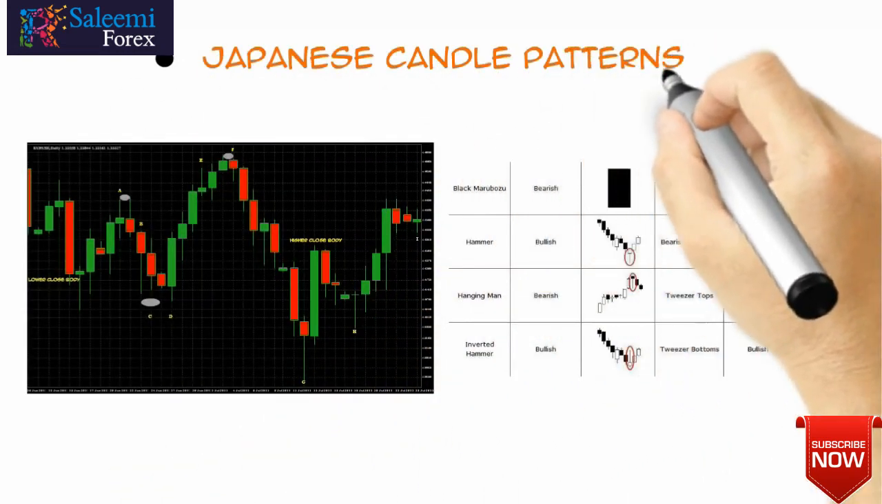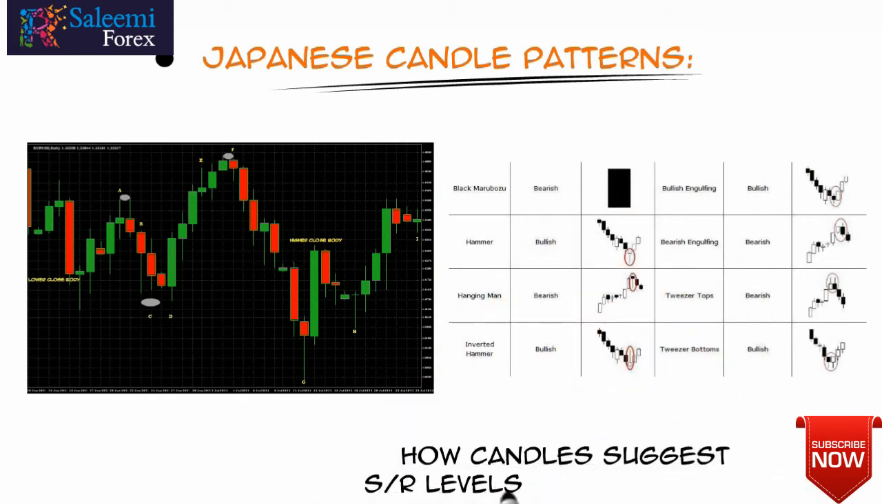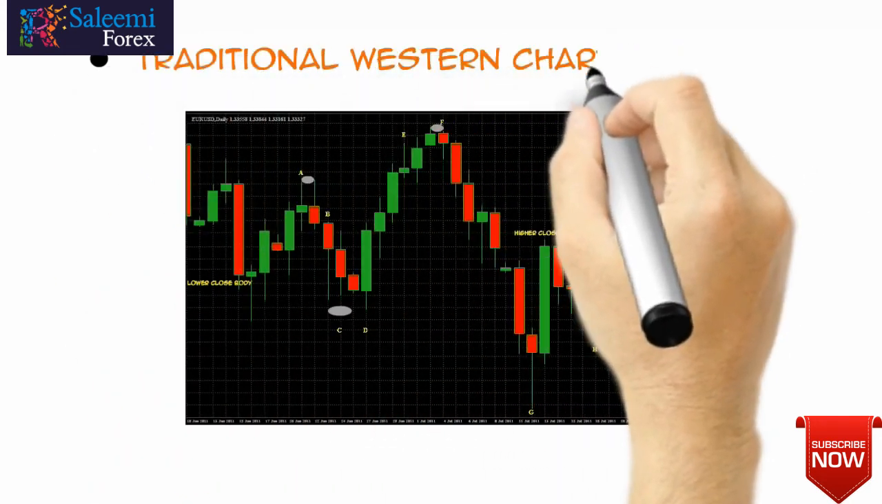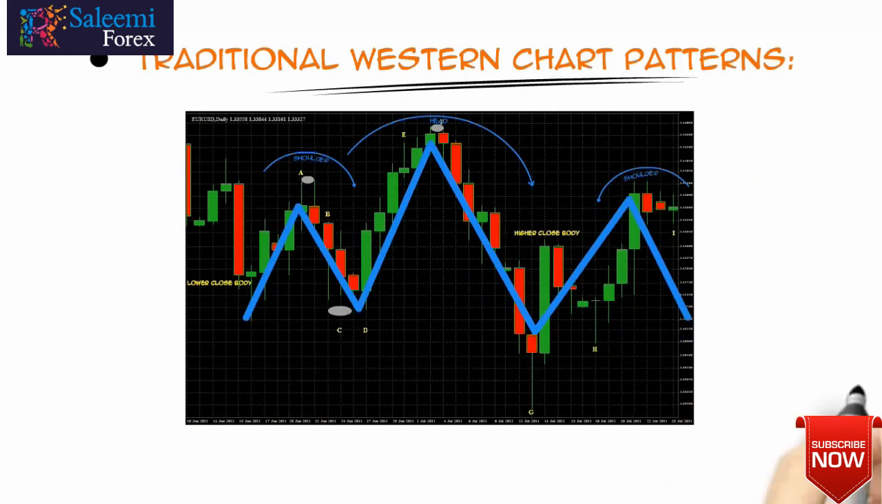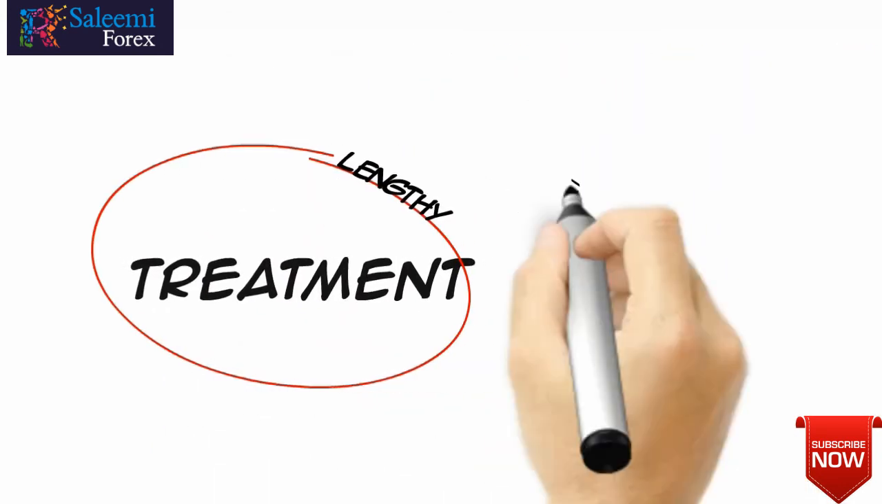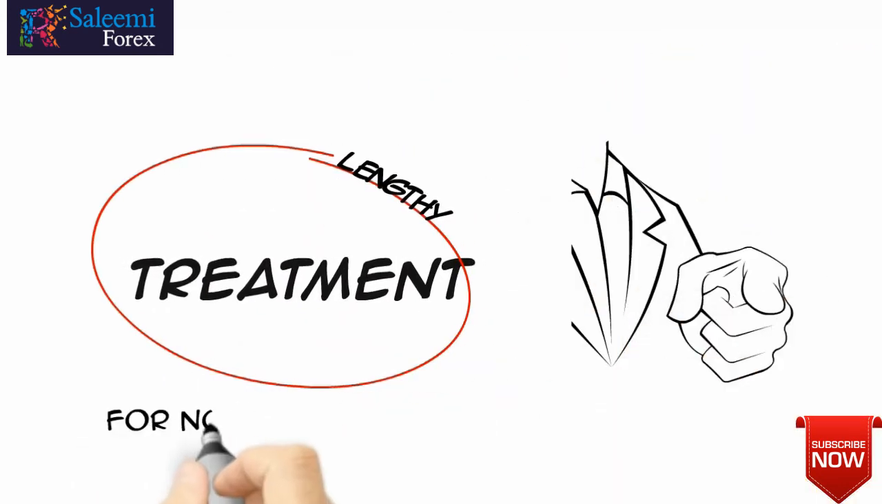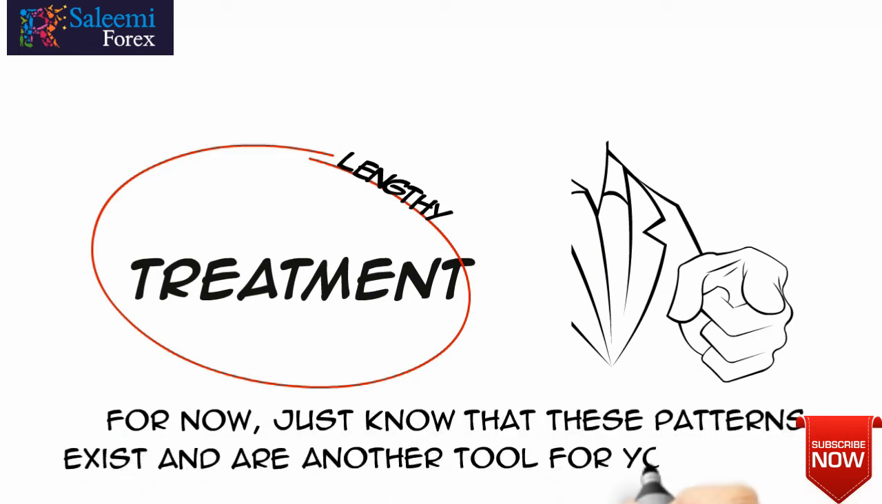Japanese candle patterns. We briefly introduced examples of how candles suggest support and resistance levels in the comments on candles A through I in figure 3.5. Traditional Western chart patterns. We saw one example, the bearish head and shoulders pattern, and how it indicates support and resistance levels. A full treatment of each of these systems can be lengthy. We'll cover them in greater depth later. For now, just know that these patterns exist and are another tool for you to use.